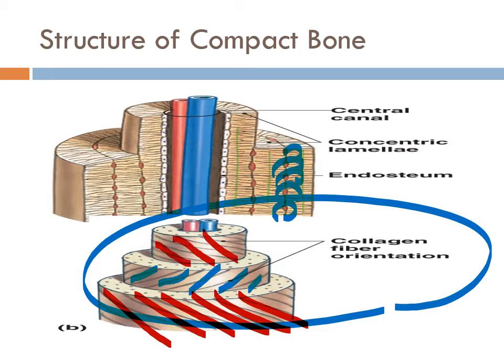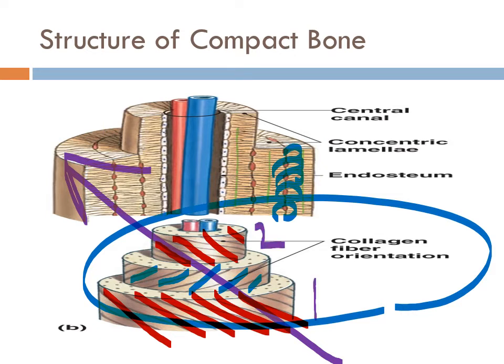So collagen, if you remember, resists stresses in one direction. So when pulled from end to end, collagen fibers are stronger than steel. So if you are stressing this bone in that direction, the stress is being mitigated by this layer and this layer. So the collagen is resisting that stress in these two layers, but this middle layer is not resisting this stress at all.